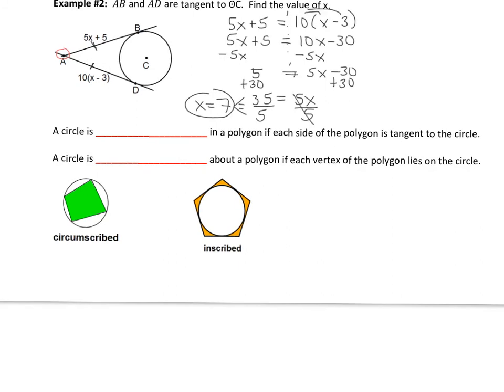So our inscribed one, which is this orange one down here, is really important because every side of the polygon is tangent to the circle. If I had a center here, this radius would be perpendicular, and this radius would be perpendicular, as with this one, as with this one, as with this one.